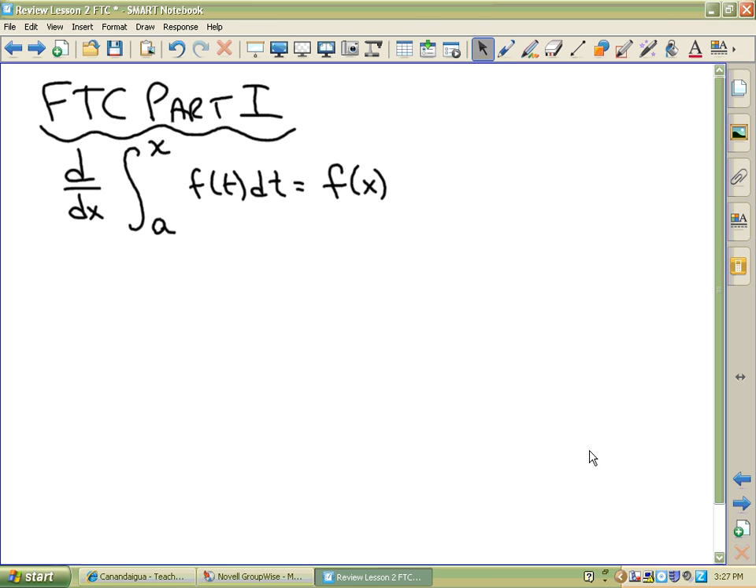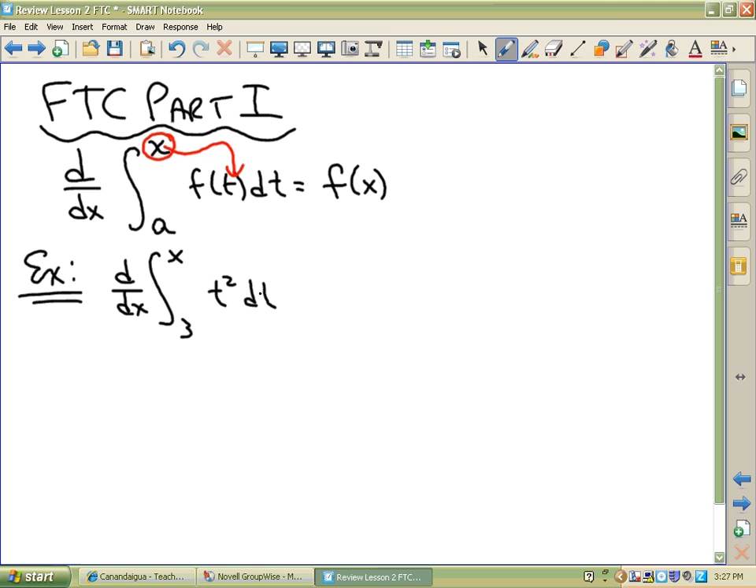I should note that we put this x right in there. And so when we, let's see, we'll do some practice. So when we do things like take the derivative with respect to x of the integral from 3 to x of t squared dt, this x substitutes right in there, and we get x squared.